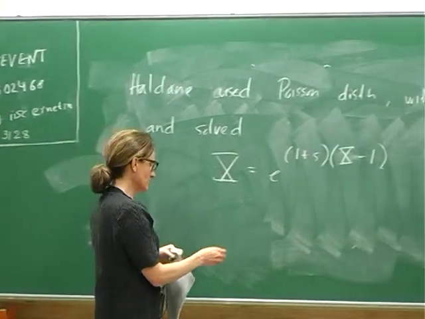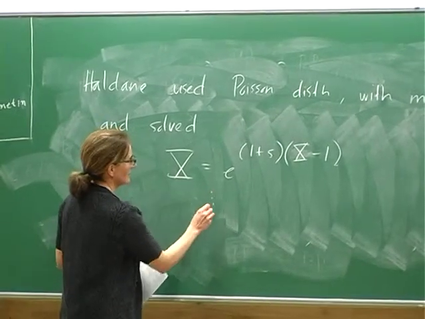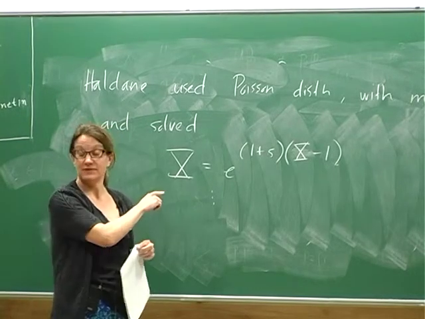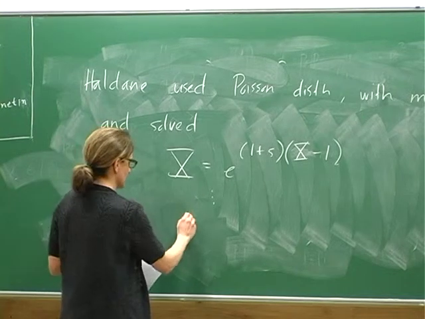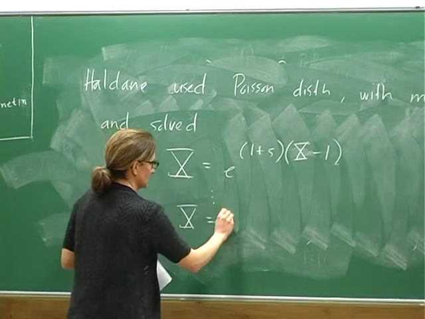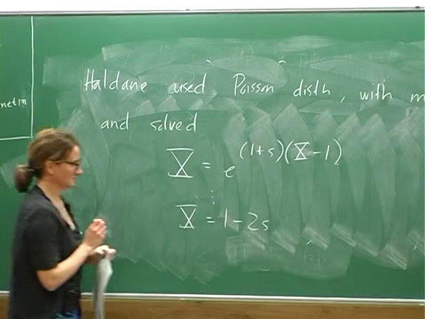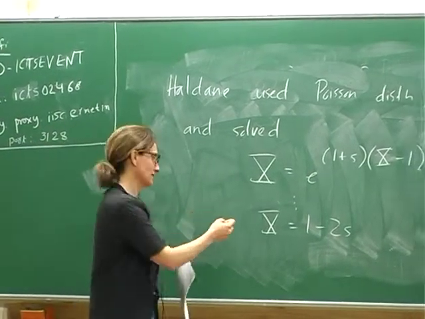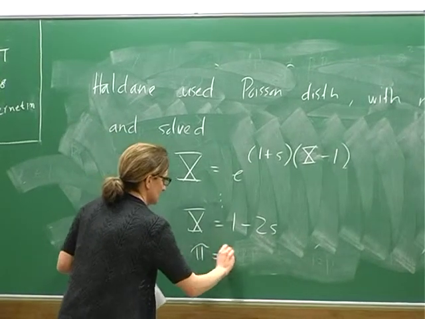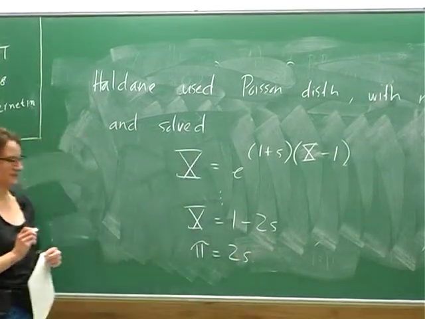And when you do that, which I won't do in front of you, it's really fun to try to get the 2s out of this. So when you do that, you get the extinction probability is 1 minus 2s. And this is Haldane's famous, you've seen it already, right? That the fixation probability is 2s. Famous result.